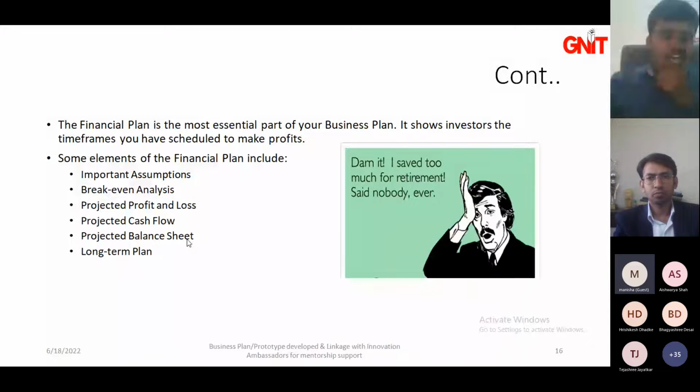Then the long term plan. You should not plan in a short term way, you have to plan for the long term. So you can see this picture: "Damn it, I saved too much for retirement." Nobody will say I have saved too much. The top entrepreneurs are still fighting each other. I'm the top one, top two. Next year, the second person will be the first person. They are making millions and millions of money.